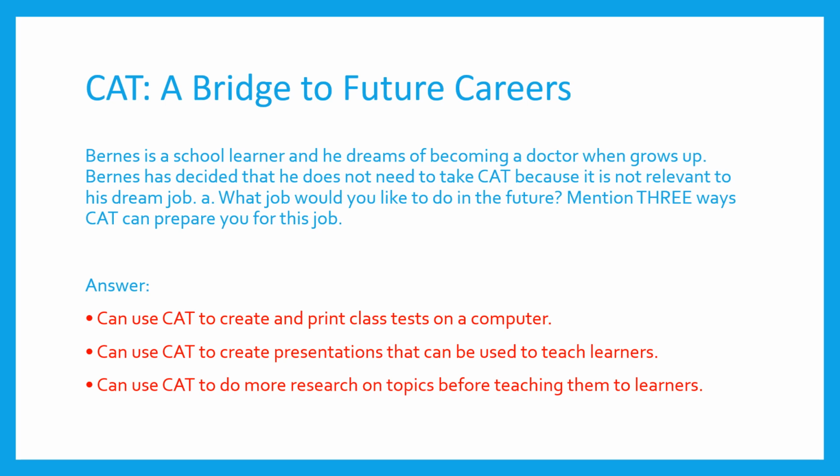Bernice is a school learner and he dreams of becoming a doctor when he grows up. Bernice decides that he does not need CAT because it's not relevant to his job. A. What job would you like to do in the future? Mention 3 ways CAT can prepare you for this job.